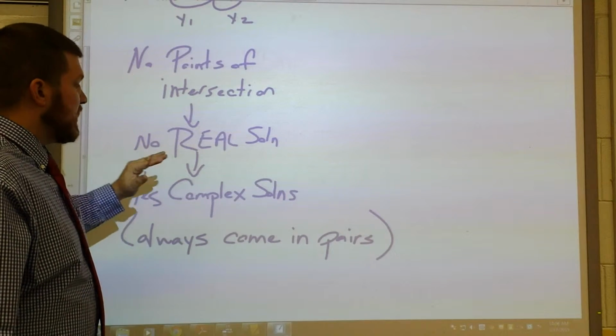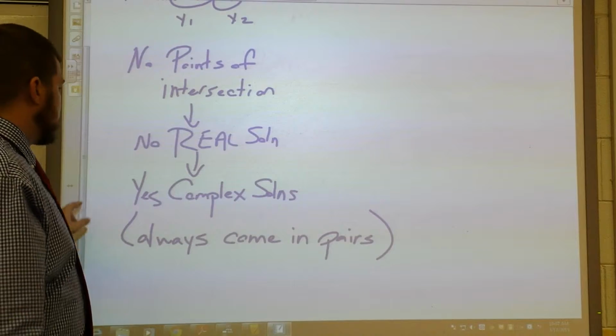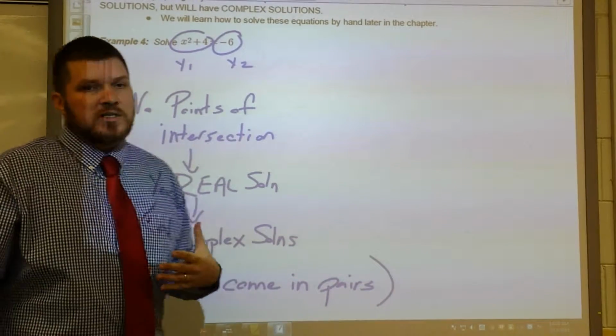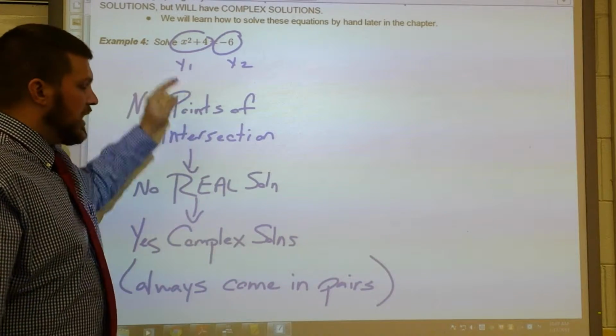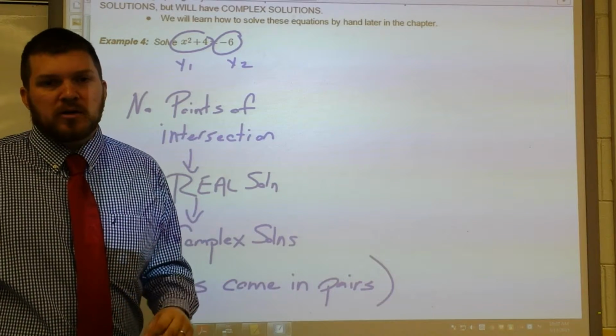So to find the complex solutions, which always come in pairs, you're going to have to solve this equation by hand. We're not going to address that in this video, so you're going to have to wait to see how to do that, find those complex solutions in videos later on in this chapter. So be on the lookout for that.